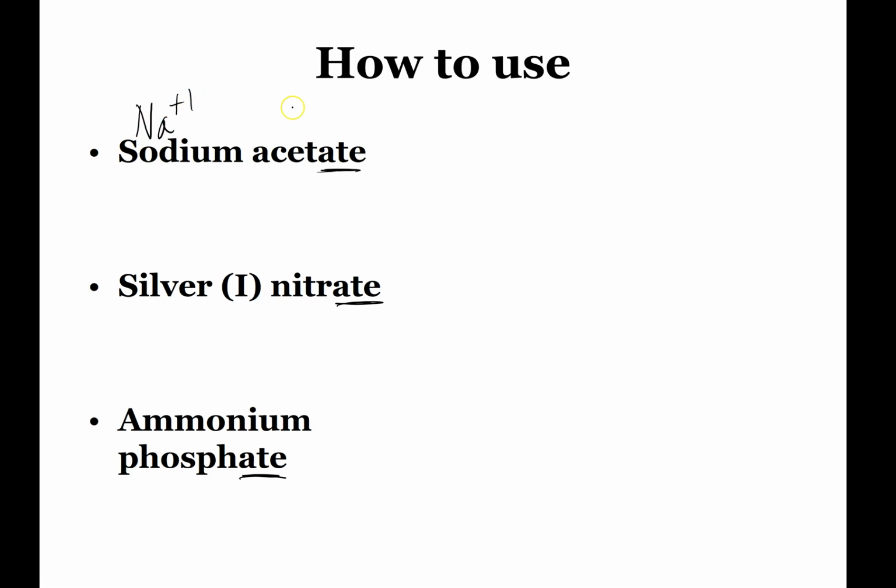Sodium is a +1. And remember, if you write all of your ions down with their charges, you won't need to go back and forth with your periodic table. Silver with a Roman numeral 1 means that that's a +1 charge. Nitrate. Ammonium is the only positive polyatomic ion. Kids get in trouble with this one because they think it looks like, oh, it should be Am. No, it isn't.